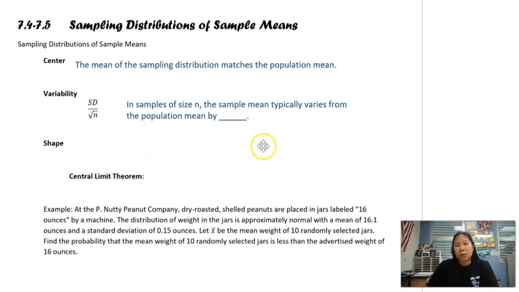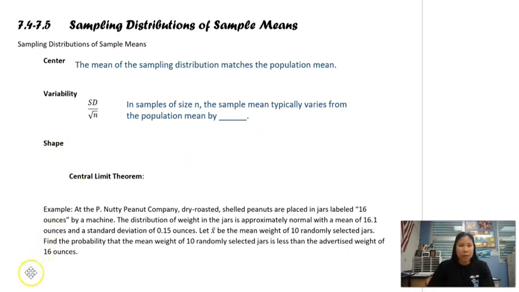The interpretation for our standard deviation is that in samples of size n, whatever your sample size is, the sample mean typically varies from the population mean by whatever number you get for the new standard deviation. So basically we're saying every time we take a sample and find the average of it, it's going to be off from the actual population mean by that amount, because that's the definition of a standard deviation.